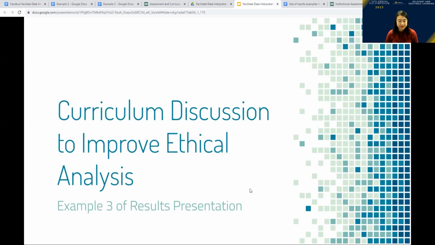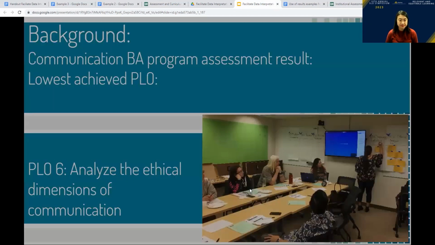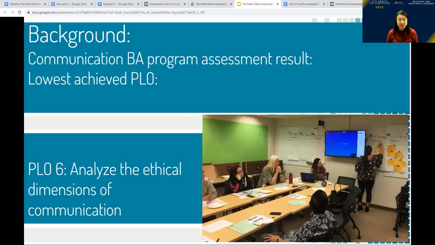The third example is about improving ethical analysis. The background is in a communication BA program. This is a session I facilitated. They have assessment results. In the capstone course, each student must select one artifact for each program learning outcome, compose an e-portfolio, and send it off to the advisory group to evaluate. The advisory group is composed of faculty members and potential employers. It's a very robust system.